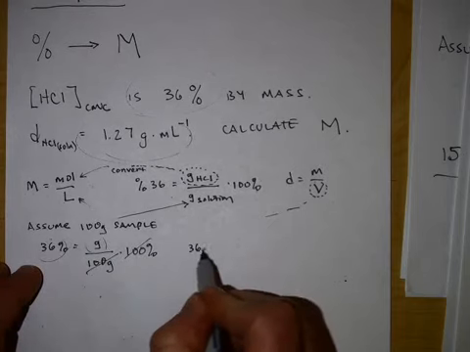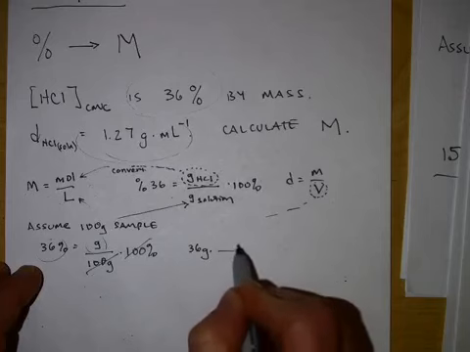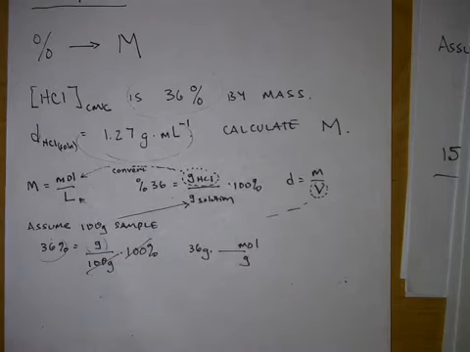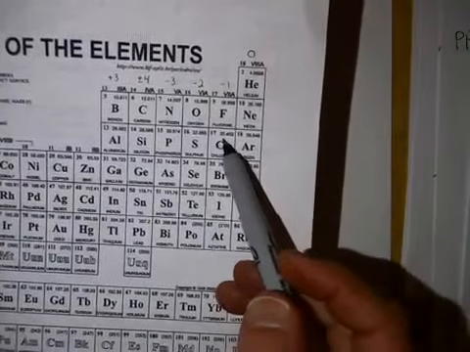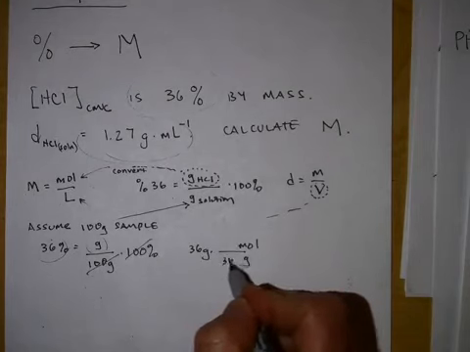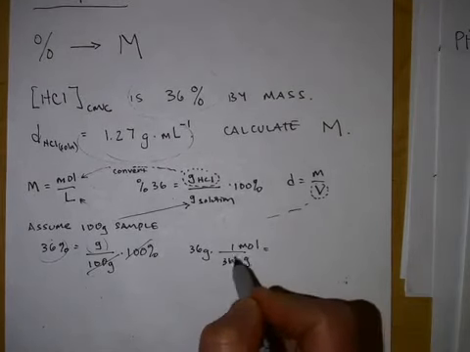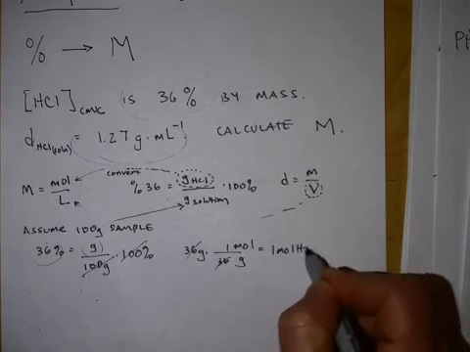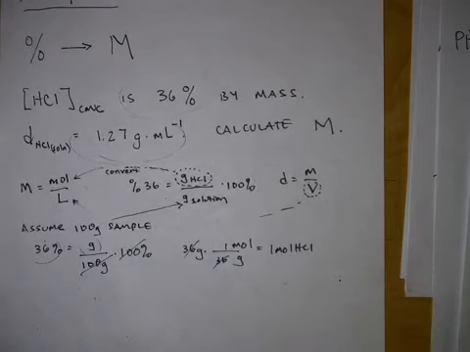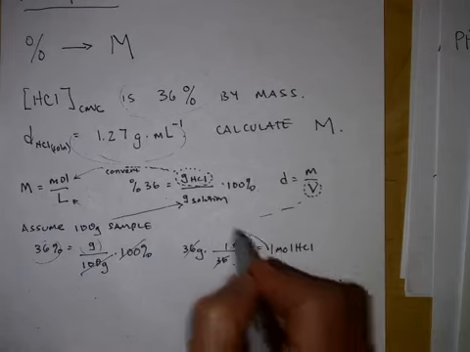Now I can take this 36 grams and I can convert it to moles by looking on the periodic table. On the periodic table, chlorine is 35 and hydrogen is 1. So if I add 35 plus 1, I now have my molar mass of 36 grams in 1 mole. Ooh, the math is really easy. 36 divided by 36. It's approximately 1 mole of HCl. Now that goes right up here in my calculation.